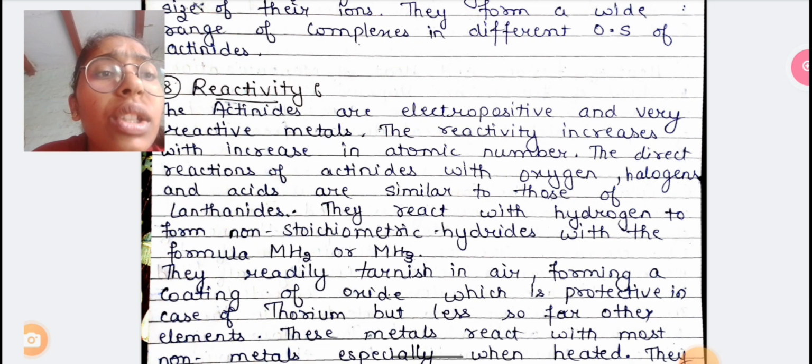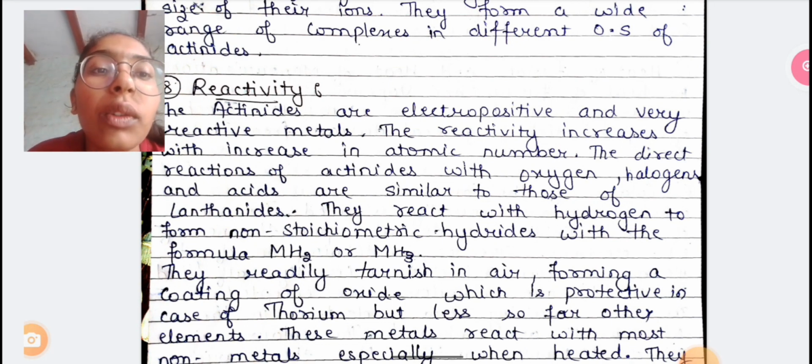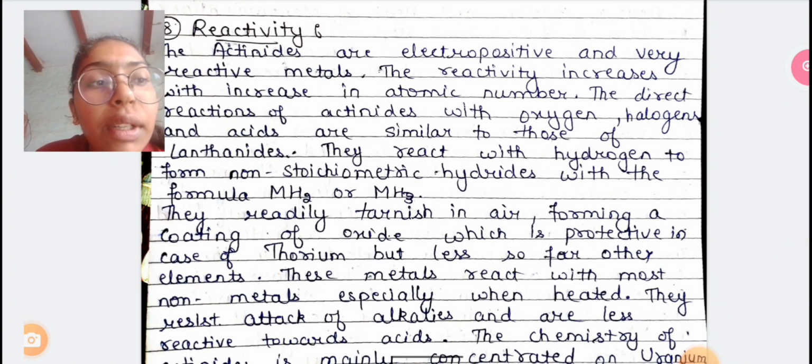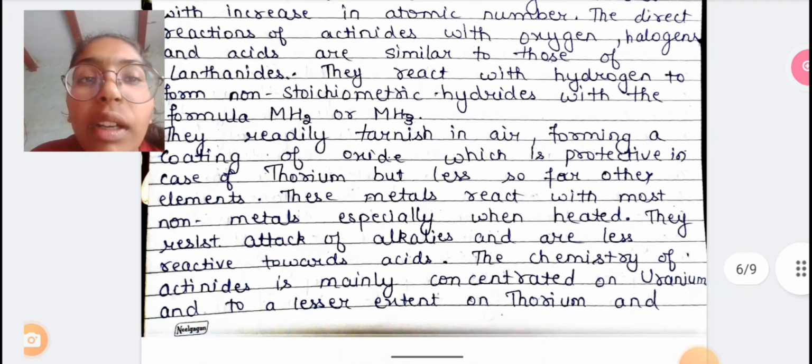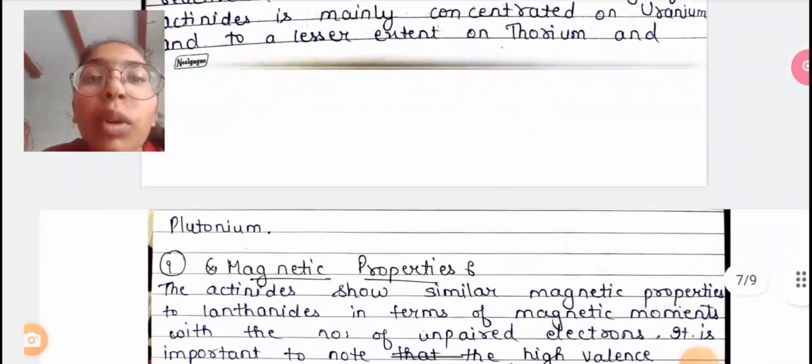They readily tarnish in air, forming a coating of oxide, which is protective in the case of thorium but less so for the other elements. These metals react with most known metals, especially when heated. They resist attack by alkalis and are less reactive towards acids. The chemistry of actinides is mainly concentrated on uranium and, to a lesser extent, on thorium and plutonium.